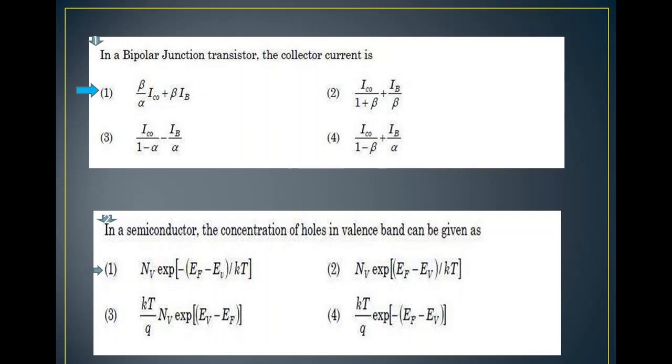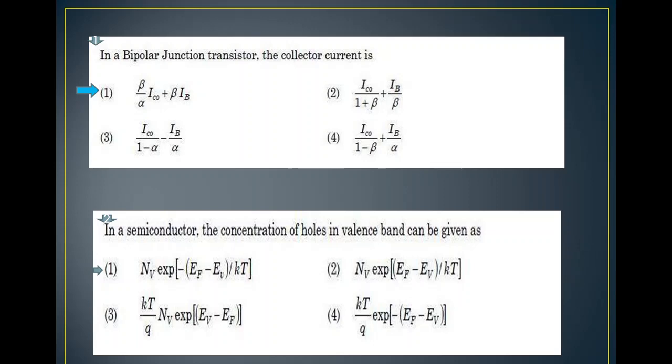And next question, question number second. In a semiconductor, the concentration of holes in a valence band can be given as, you can see here the options, and the correct answer is first, that is NV into exponential minus EF minus EV upon KT, where EF is the Fermi energy and EV is the valence energy level.